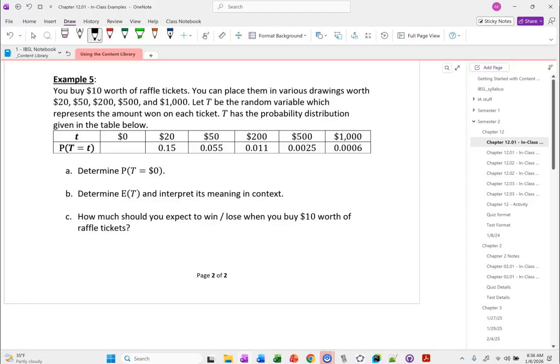So let's read this problem. It says you buy $10 worth of raffle tickets. You can place them in various drawings worth $20, $50, $200, $500, and $1,000. Let T be the random variable which represents the amount won on each ticket. T has the probability distribution given in the table below. So determine the probability that T is equal to 0.